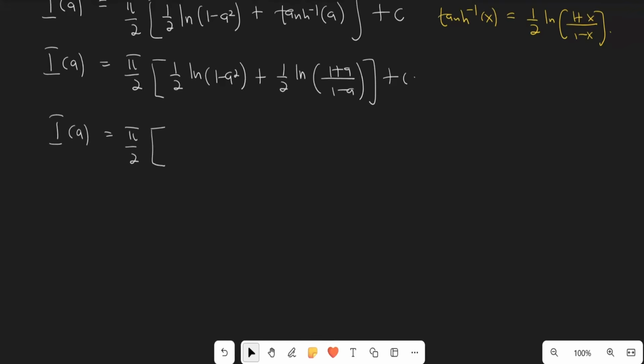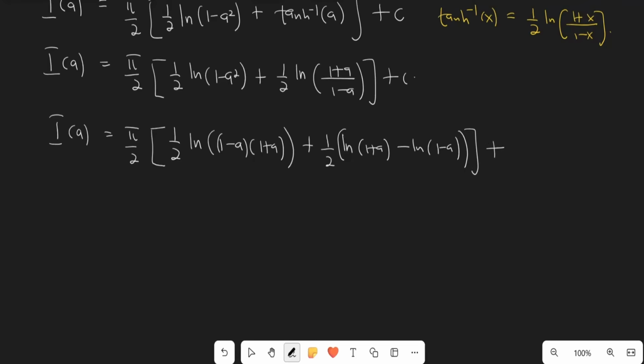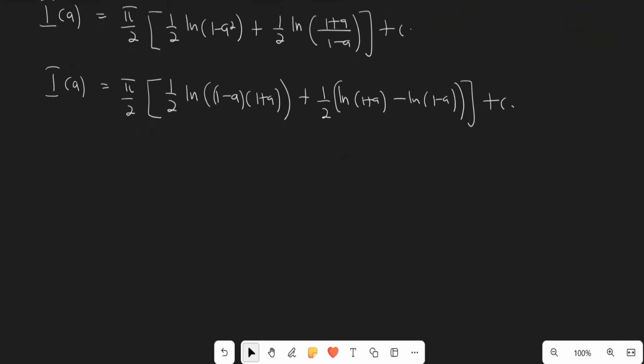And then here we are going to do some manipulations. This one is ln of 1 minus a squared, a difference of two squares, which can be written as (1 minus a) multiplied by (1 plus a), correct? And then plus 1 over 2, and then the ln of this one, using the laws of logarithm, can be written as the ln of 1 plus a minus the ln of 1 minus a, like this, all multiplied by 1/2, plus the constant of integration.